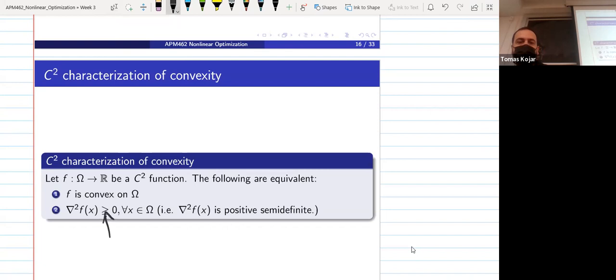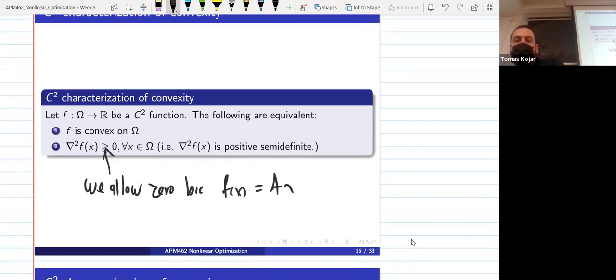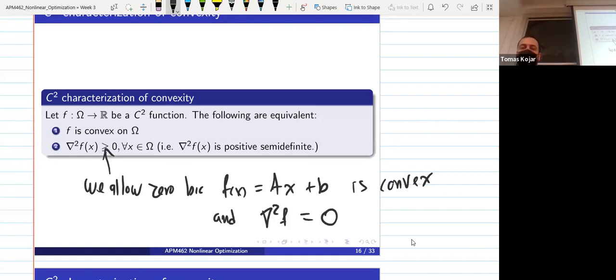So just to be clear why we allow 0, so you don't have to ask later. We allow 0 because f of x equal to ax plus b is convex, and the second derivative is 0. Okay? Like, pictorially, it's convex. It's a line. So every line is itself. I mean, it's a hyperplane, but anyhow.